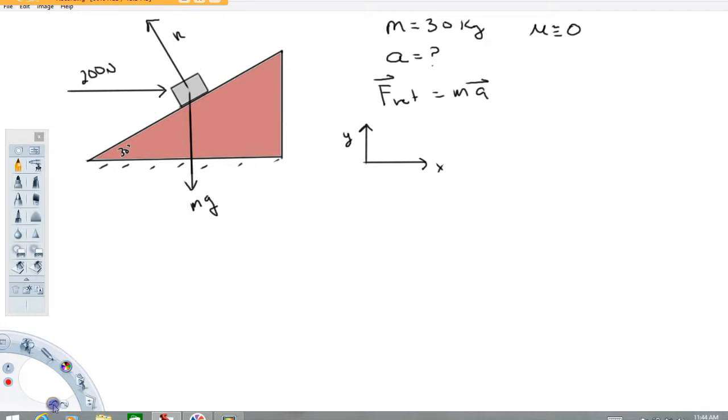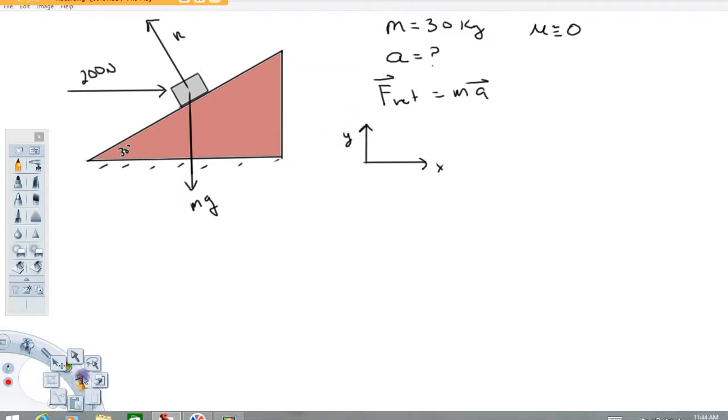Any Newton's second law equations that we write, because the acceleration is either up and right or down and left, are going to have ma terms in both directions, because the acceleration is going to have a component in both the x and y directions.